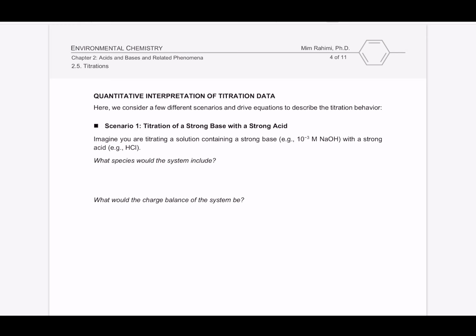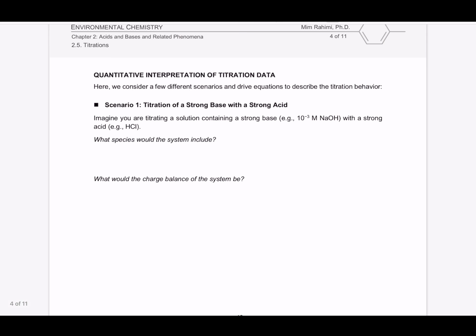So in the first scenario, we have a strong base or acid in the sample, and we're titrating this solution containing, let's say, sodium hydroxide, 10 to the minus 3, and we're adding strong acid. It really doesn't matter what kind of strong acid, and it doesn't matter what concentration. It's eventually about the moles that you're adding. If you have the concentration, and you control the volume of the pipette that you're adding, then you can do that, as long as this is a strong titrant. So let's say the sample itself is sodium hydroxide, and we're adding HCl. What species do we have then?